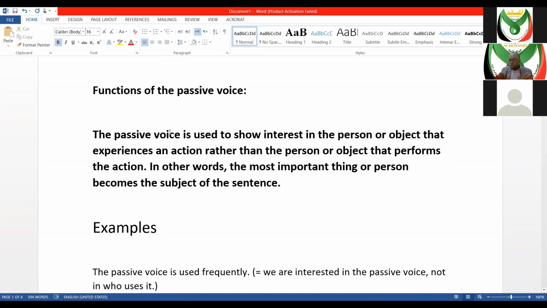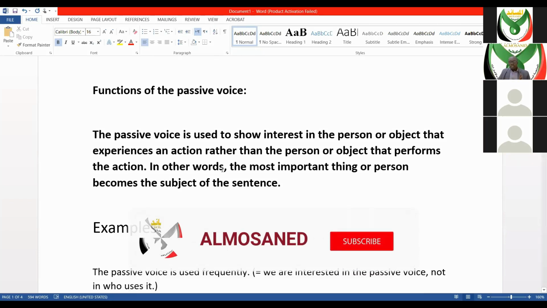Also sometimes we use the passive voice with something that we don't know. أيضا نستخدم الباسيف voice for actions that have been done by an unknown, أشياء لا نعرفها، أو الشيء الذي قام بالفعل، the one who does the action we don't know. Okay, this is the using of the passive voice.